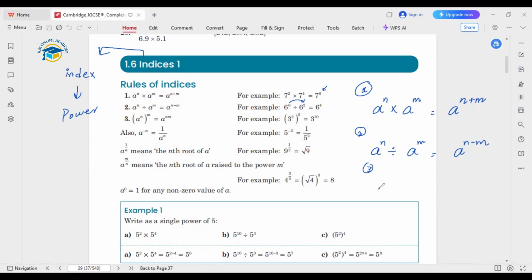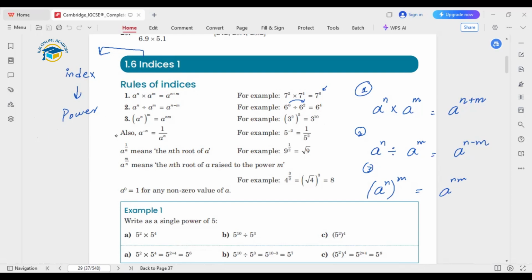Next, for the third rule, if they have given one power inside of the bracket and one outside, you need to just multiply the powers together, like n times m. So 5 times 2 is 10, and the base that they were having, they just wrote one time again.